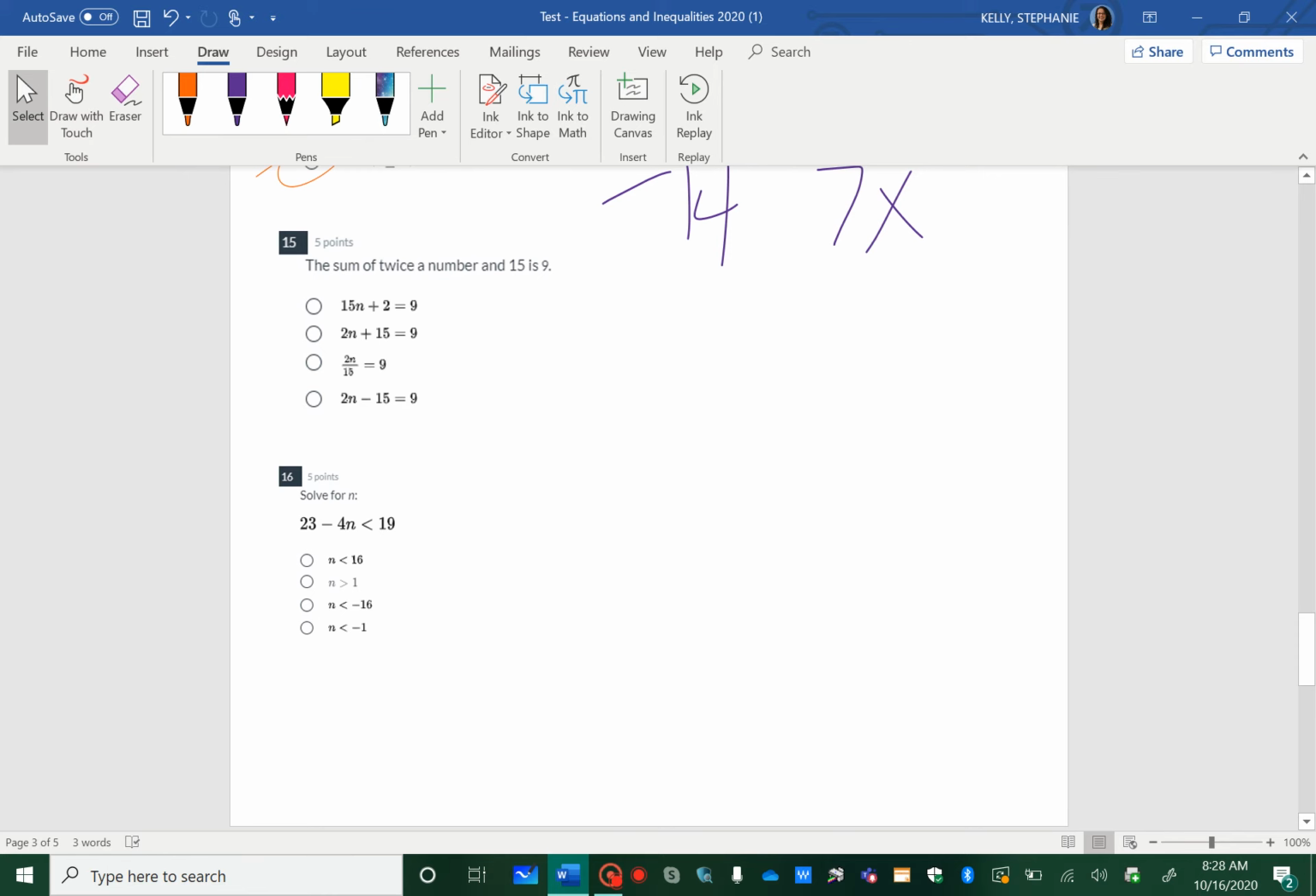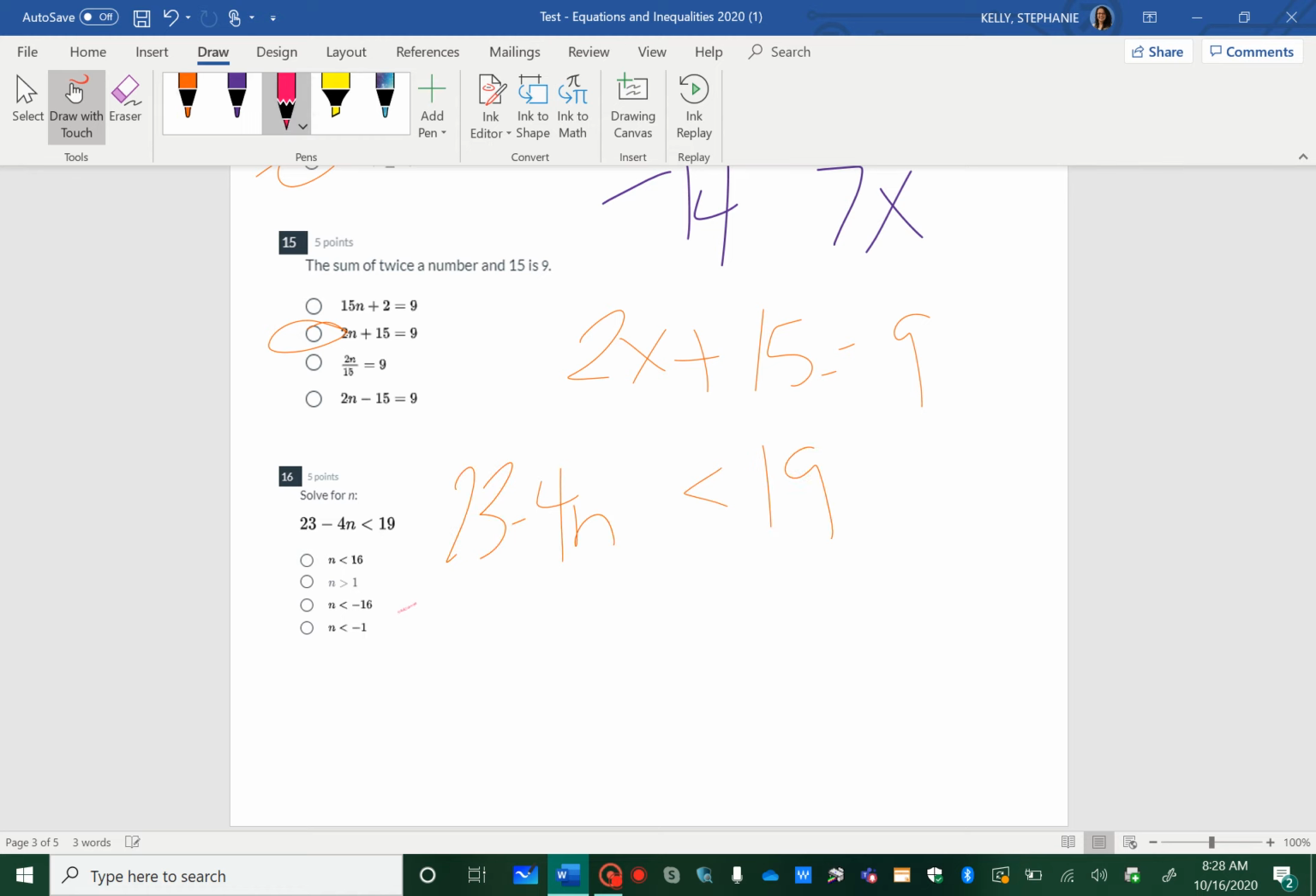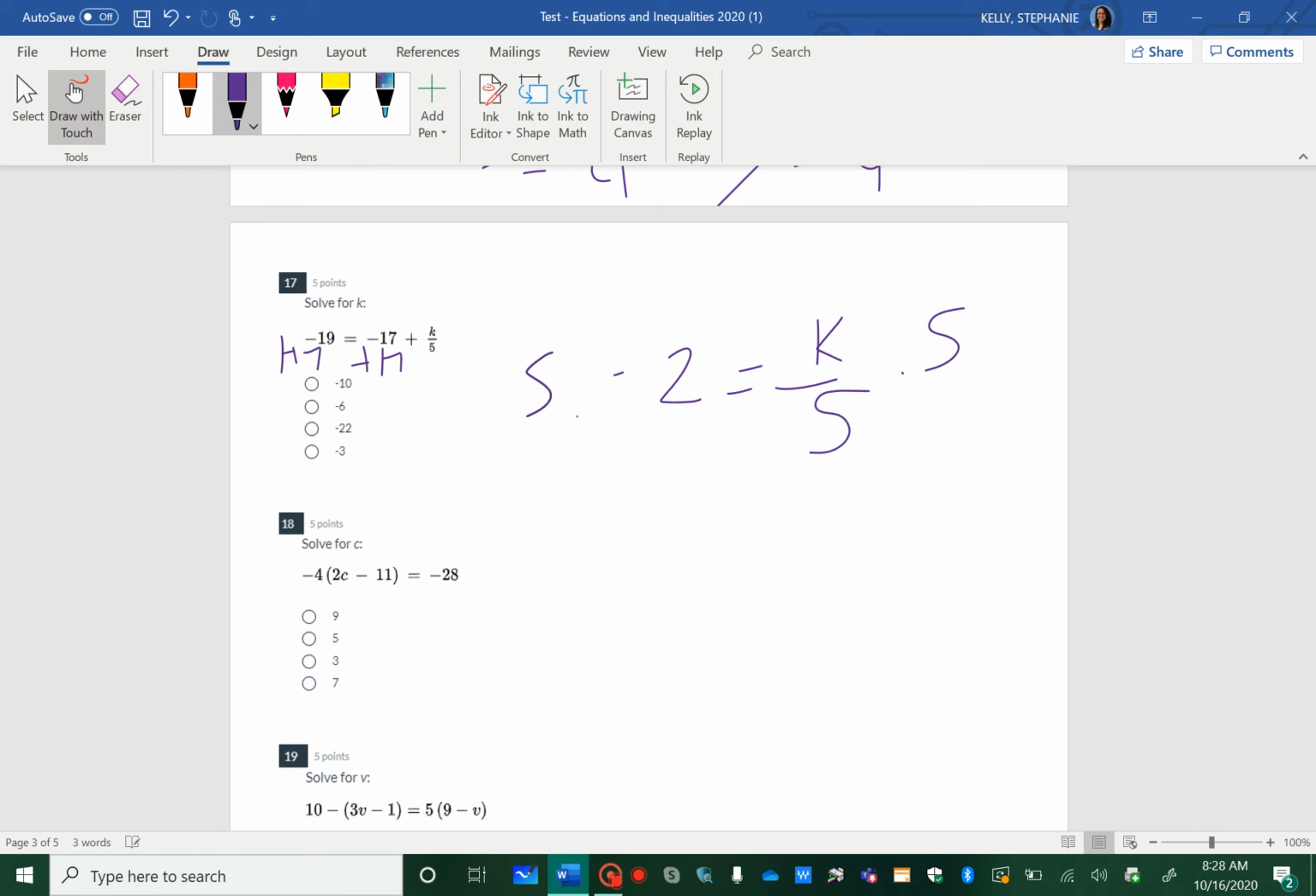Right? The sum of twice a number and 15 is 9. Okay. 23 minus 4n. All right, so we'll say minus 23 minus 23. And so that should be negative 4. And then remember, when we divide by a negative, we have to flip the sign. So we're dividing, so I'm going to go ahead and flip it. So that should be n is greater than a positive 1. Okay, so we're going to say plus 17, right? So that's going to give me negative 2 over k over 5. And then I'll say times 5, and I'll get negative 10.